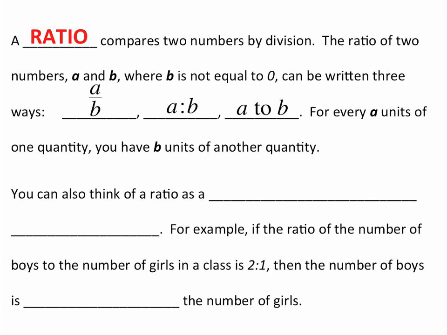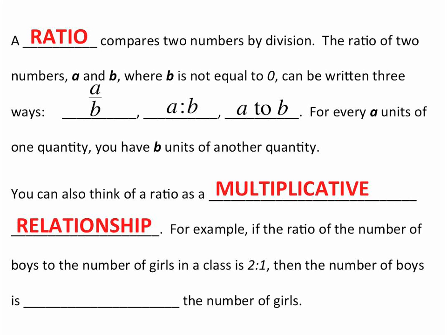We can also think of ratio as a multiplicative relationship. For example, if the ratio of the number of boys to the number of girls in a class is 2 to 1, then the number of boys is 2 times or twice the number of girls. So if the ratio is 2 to 1 and there's 10 girls, that makes there 20 boys, 2 times as many.